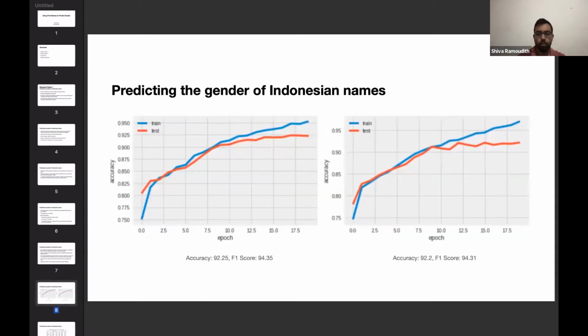So onto some results. This here is two graphs, and they show the best performance possible with this approach. These are two samples of the top two performing runs. This would involve an accuracy of 92.25, as you can see below here, and an F1 score of 94.35. The right-hand side was a bit lower, but almost the same.